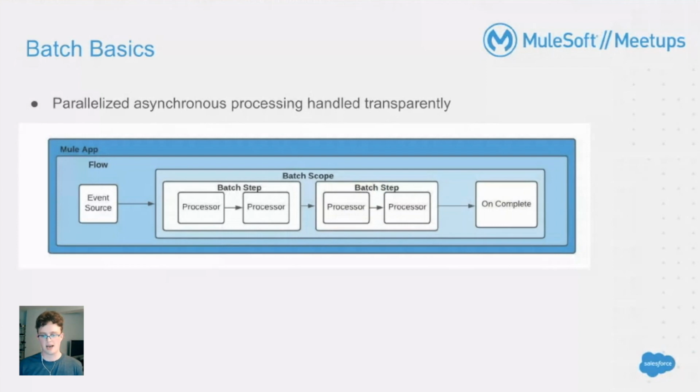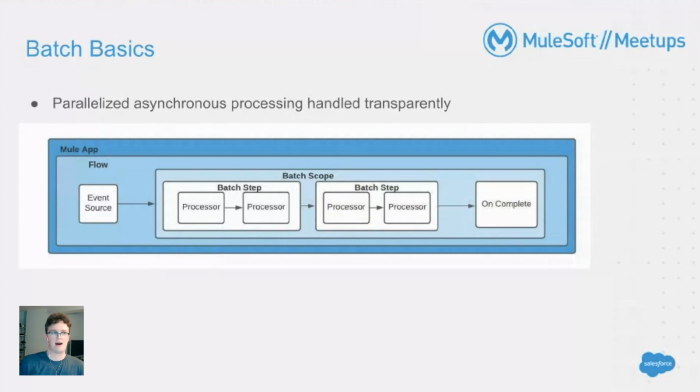In these batch steps, you can further break it down into the normal processors and an aggregator that allows you to be a bit more specific, or allows you to accumulate records and do something with groups of records. And you can have one of those aggregators at the end of each of these batch steps.